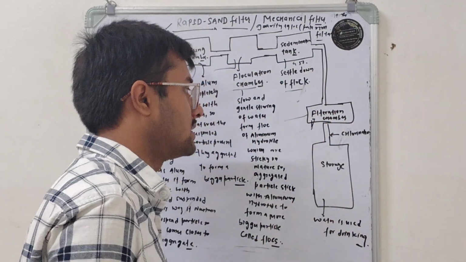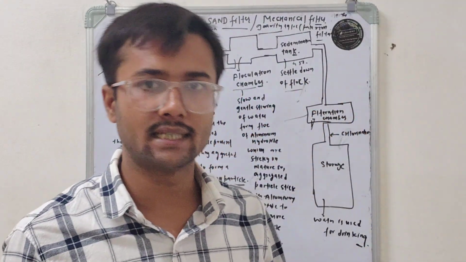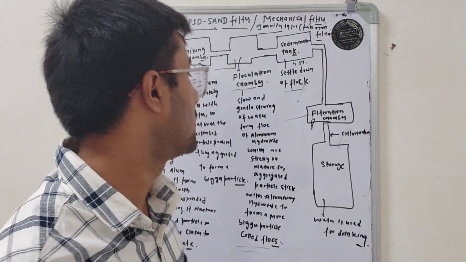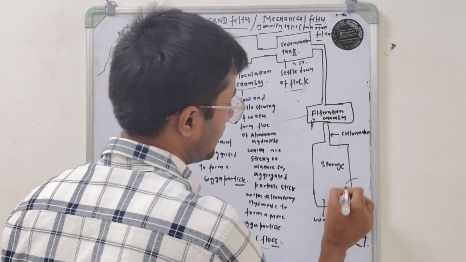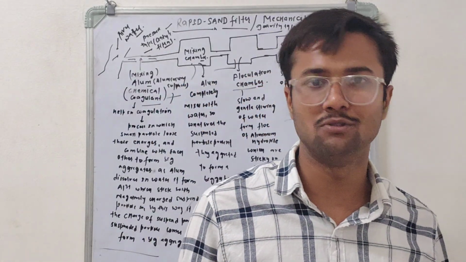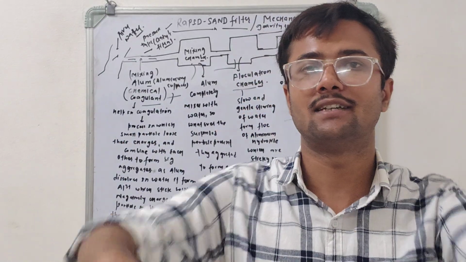After the filtration chamber, we add chlorination. Why do we add chlorination? For killing microorganisms and bacteria. After the chlorination, we store the water, and now our water is safe for drinking, and we can use this water for home purposes, I mean for drinking.